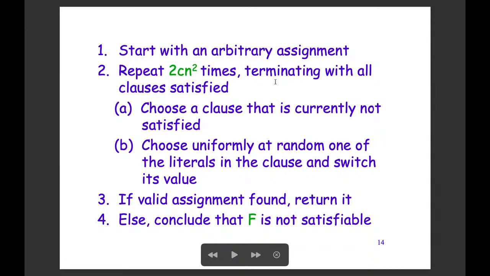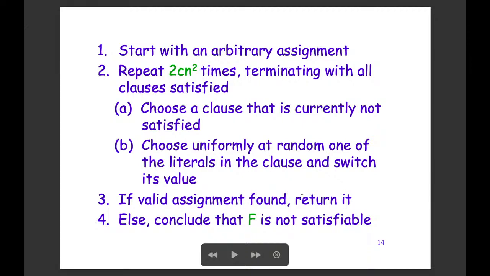First of all, if an assignment does not satisfy the formula, then there must be some clause that is currently not satisfied. In that case, we pick a random clause from these clauses that are not currently satisfied, and then we choose uniformly at random one of the literals to change the corresponding truth value. So we modify the assignment using this step: choose an unsatisfied clause and change one of the variables. By doing this a certain number of times, we then check whether we have already obtained a valid assignment, making f true.